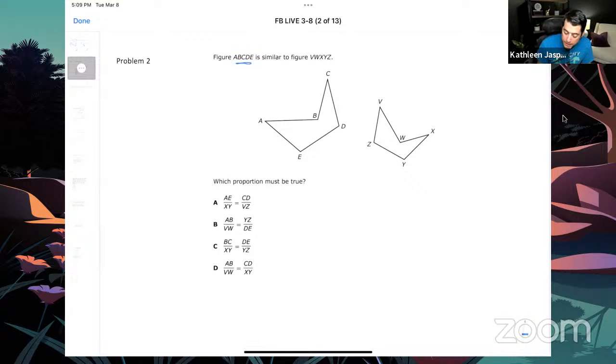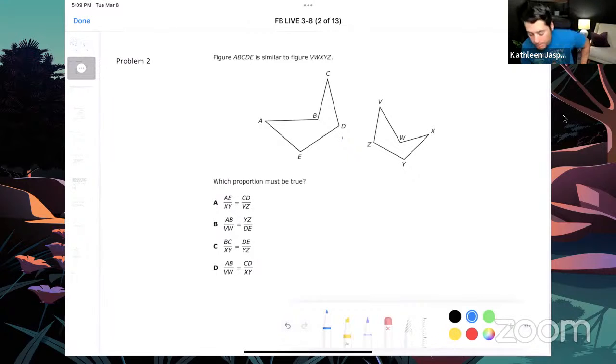If it's giving you this statement, this is called a similarity statement, number one, because it says similar, and it's given to us in the letters of the shapes. This is how we name these shapes. A, B, C, D, E means I start at A and I go to B, C, D, E, and then back to A. That's my polygon right here. So the way that they have it, like A, B, C, D, E and V, W, X, Y, Z, is the order in which they both match up.